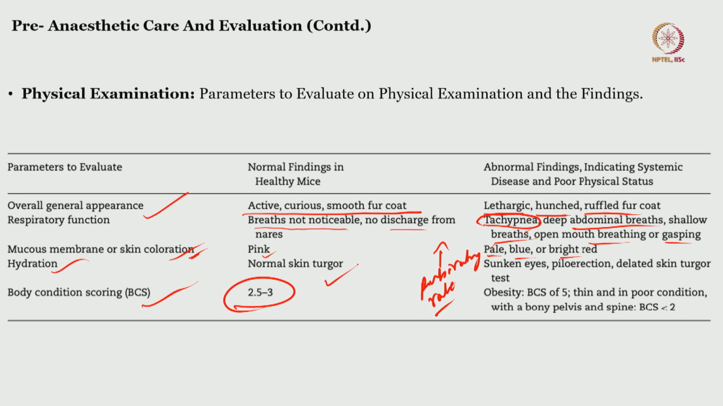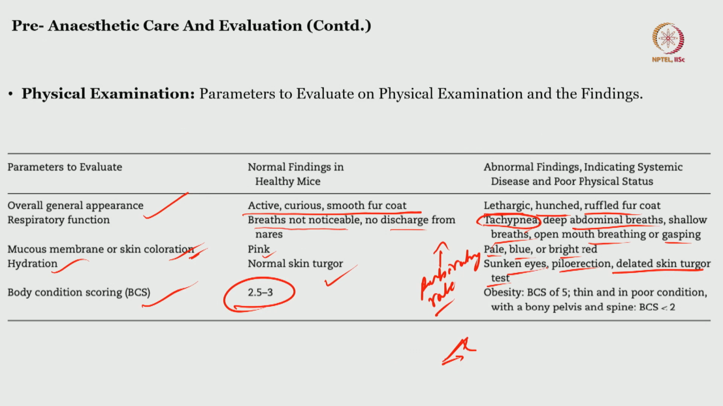And the skin turgor, which we will deal with when we look at health monitoring, there is something known as tenting, skin tent. When you pinch and leave it, the tent persists. That means there is dehydration going on. So that is what is called the skin turgor test. And there is piloerection where the hairs are ruffled, and then the sunken eyes.